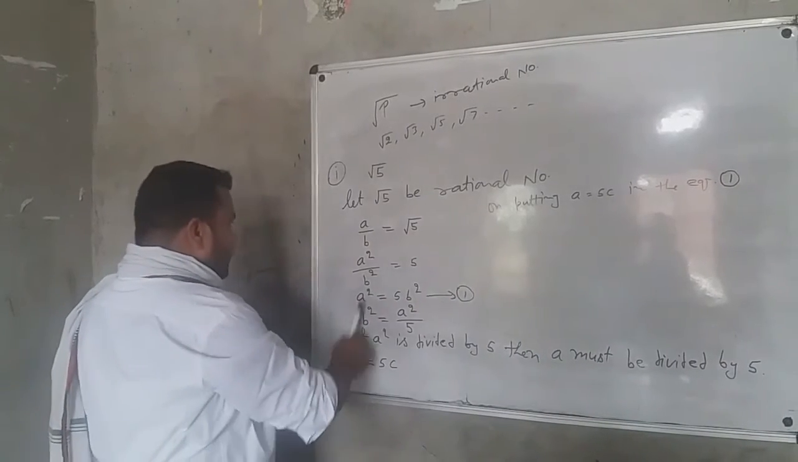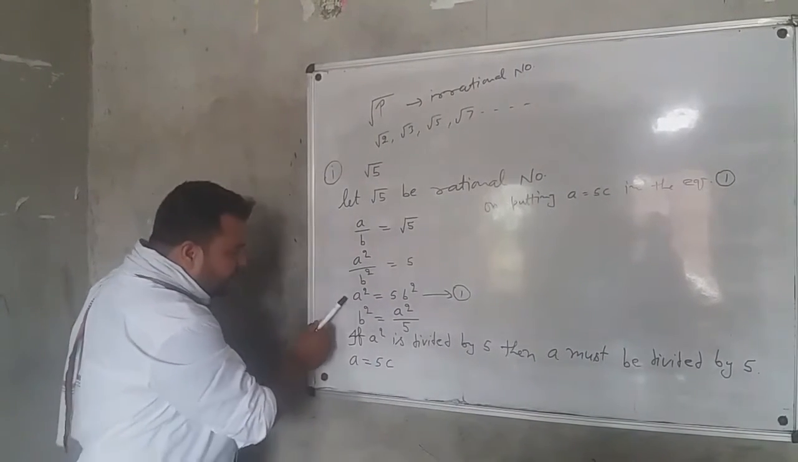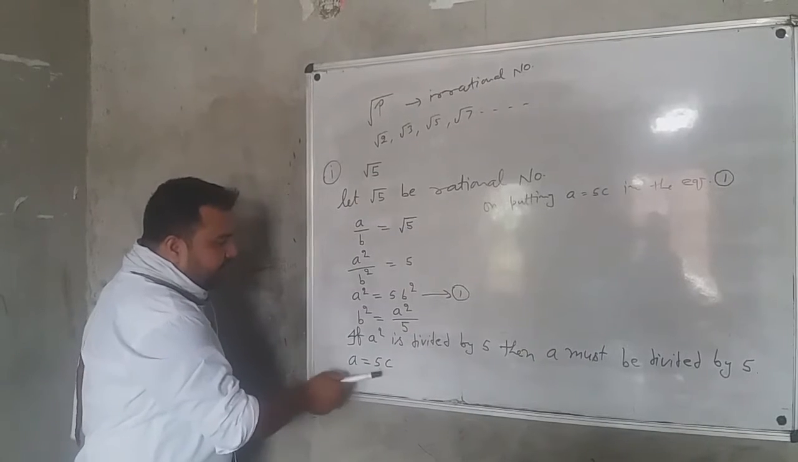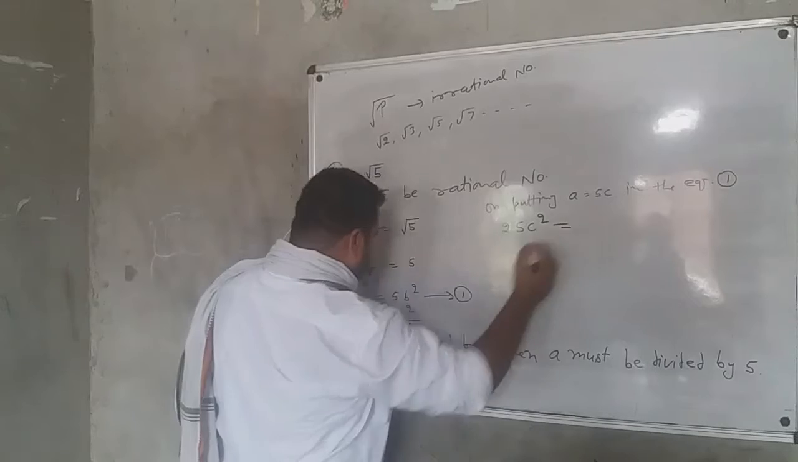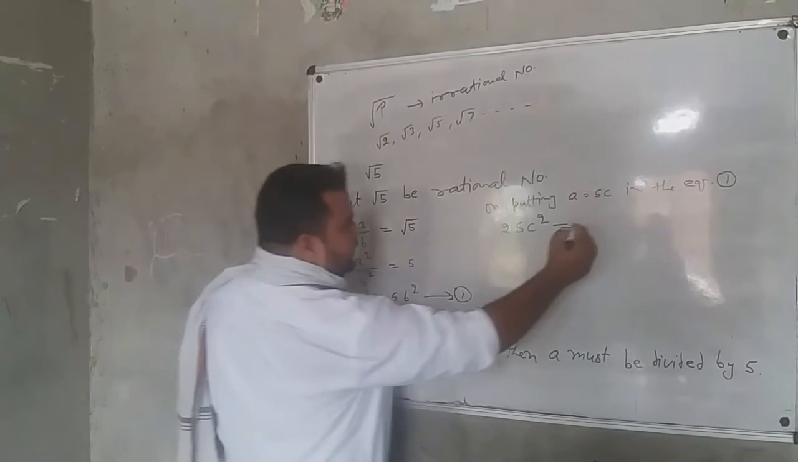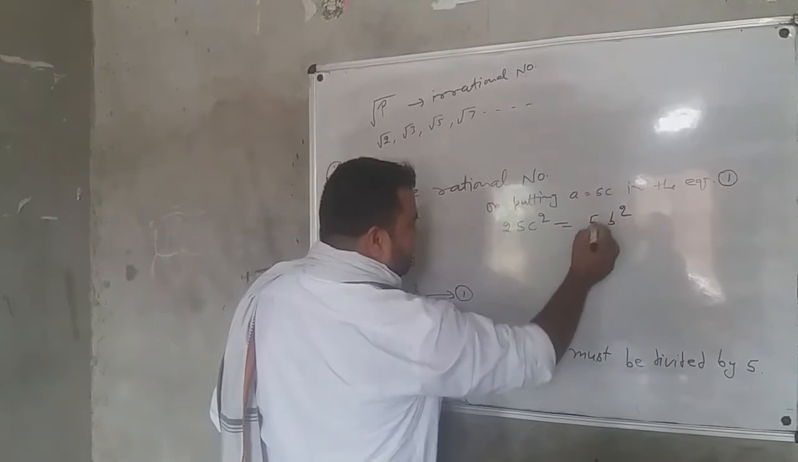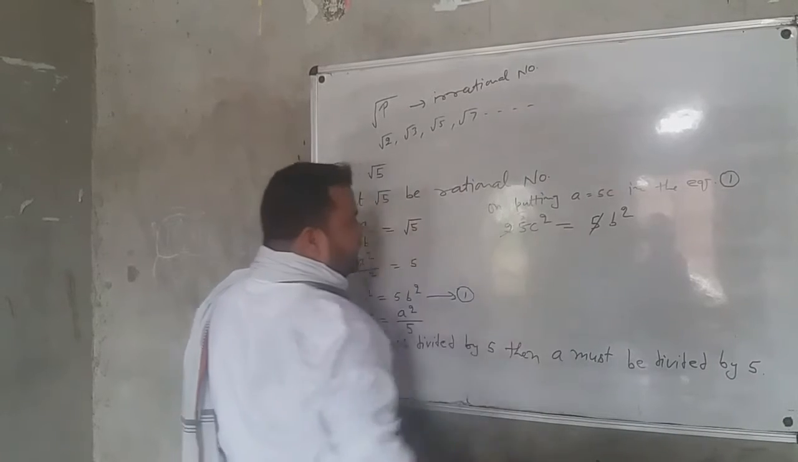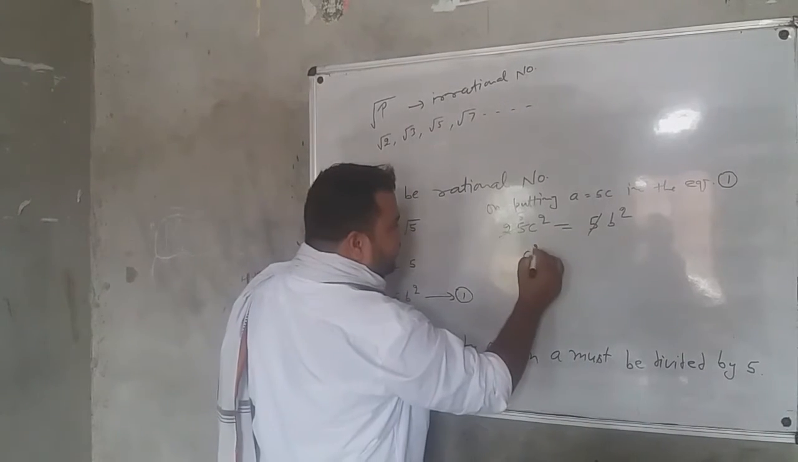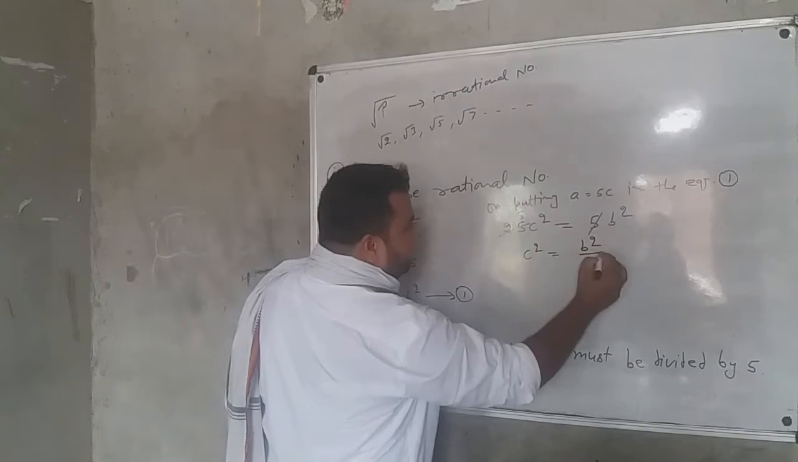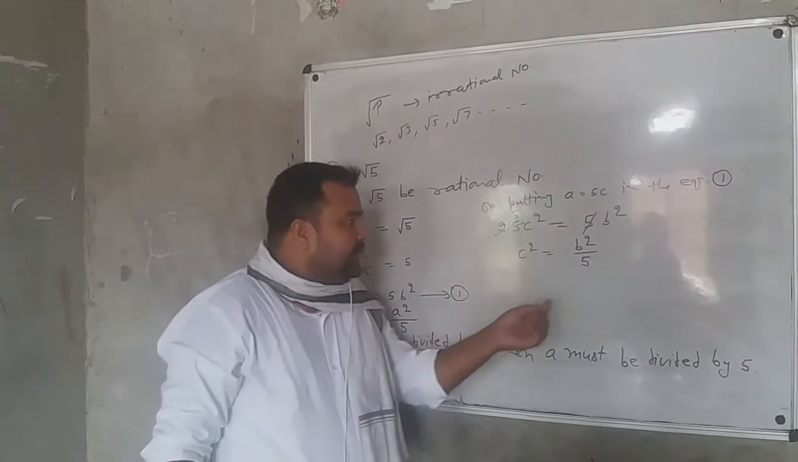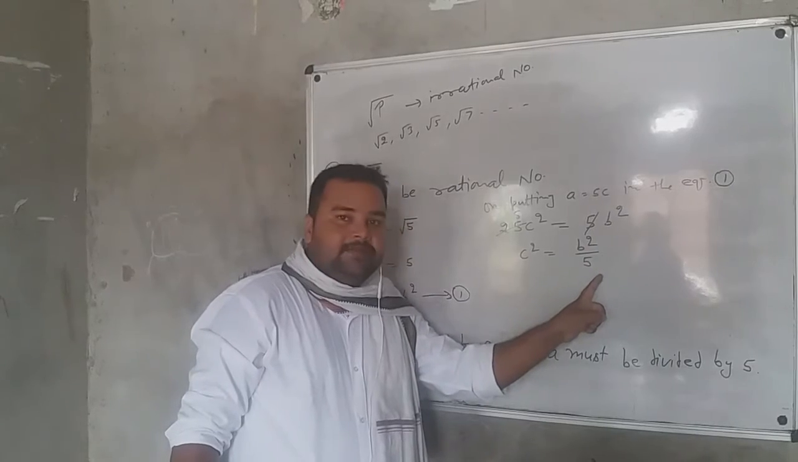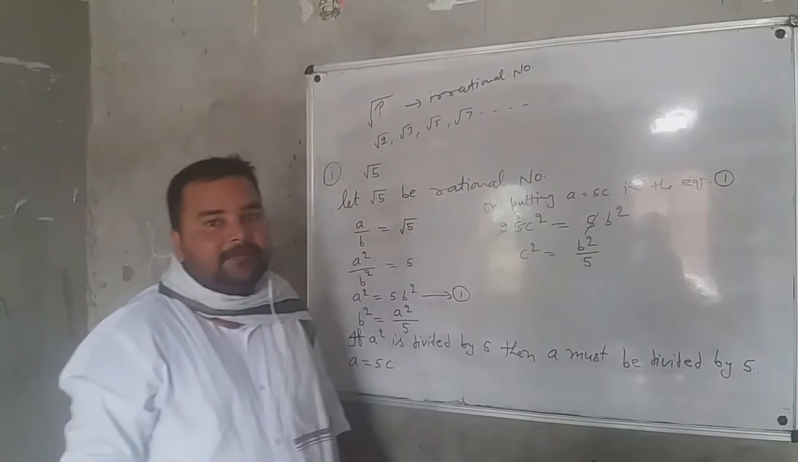Very good. Look, what is equation number 1? a square, with a equal to 5c, becomes 5c square, 25c square equal to 5b square. 5 5s are 25. So c square equal to b square upon 5. Now we will write, if b square is divided by 5, then b must be divided by 5.